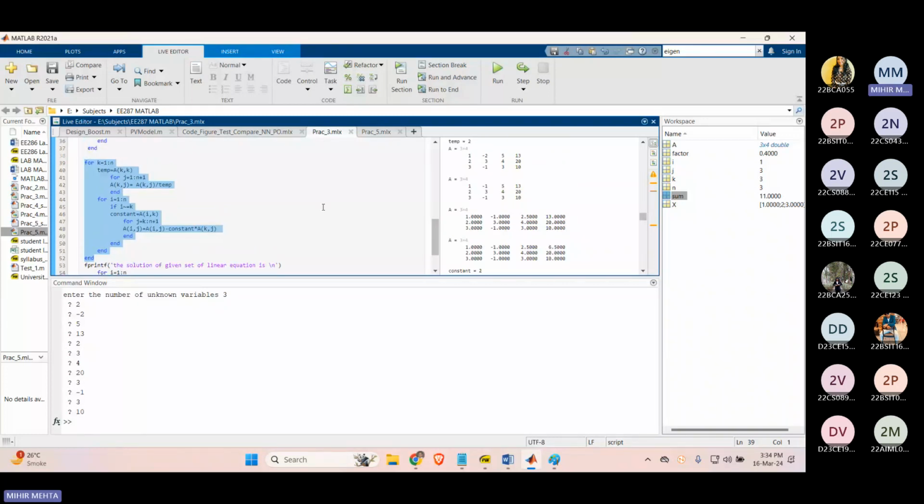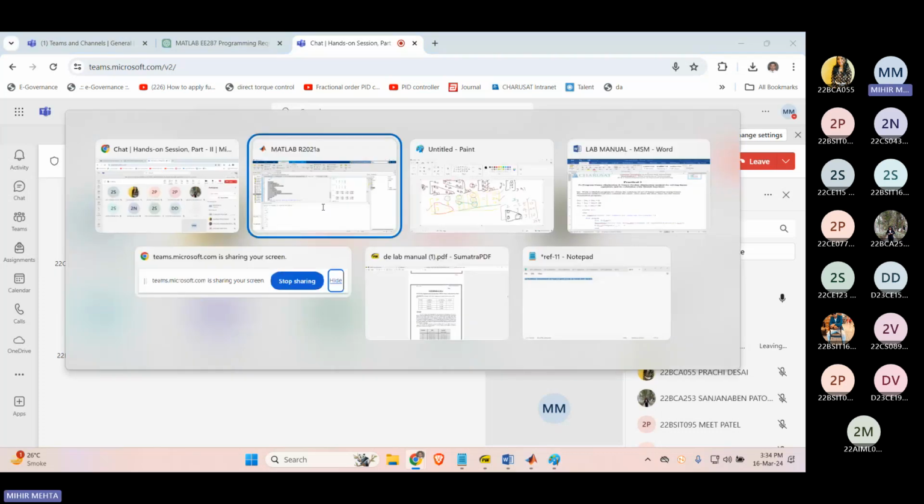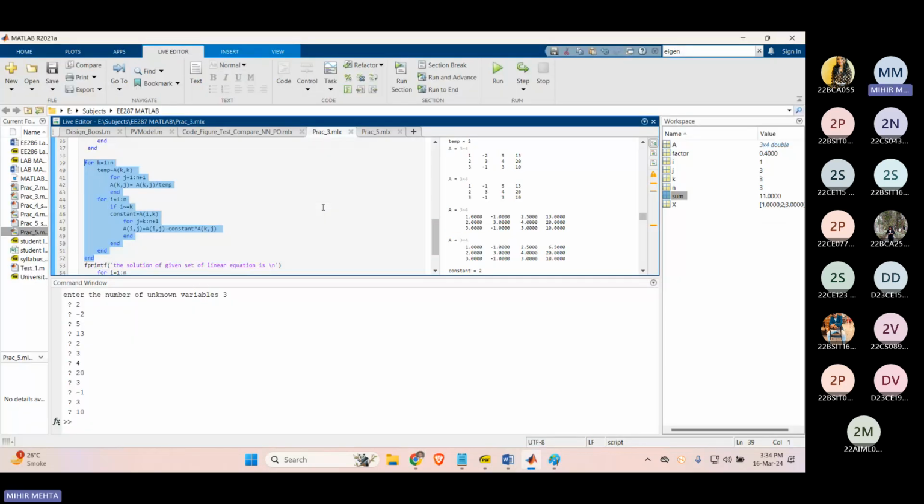Okay, welcome back students. Anyone would like to try? Anyone? Okay, fine. So let us move back to the code and try to understand what it is trying to say.